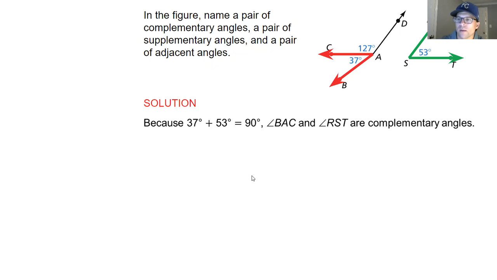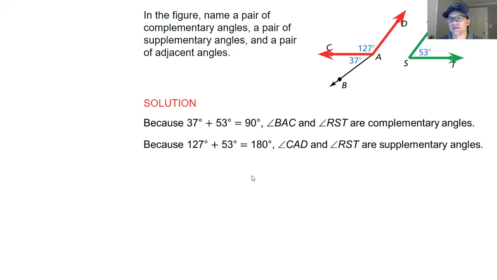Again, a reminder, your middle letter when you're describing your angle must be the vertex of the actual angle that is being measured. Okay, now moving on to a pair of supplementary angles. We have 127 and 53 that will give us 180. So looking at the angle pairs where the red and green lines pop up, labeling them as angle CAD and angle RST are supplementary, or they add up to 180.